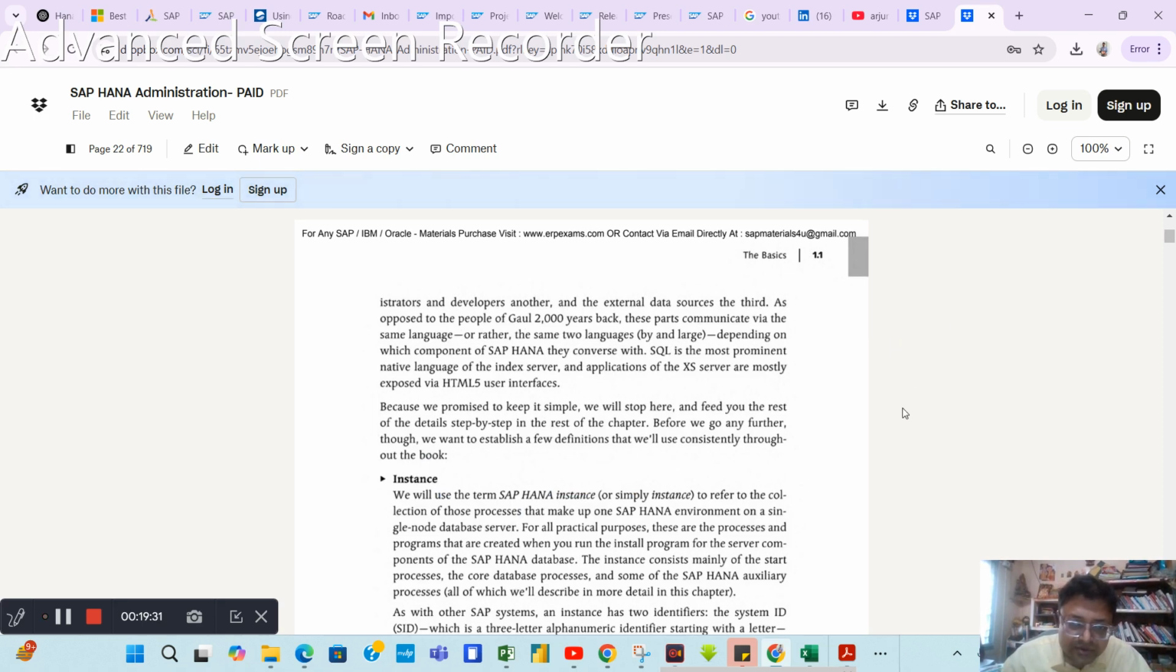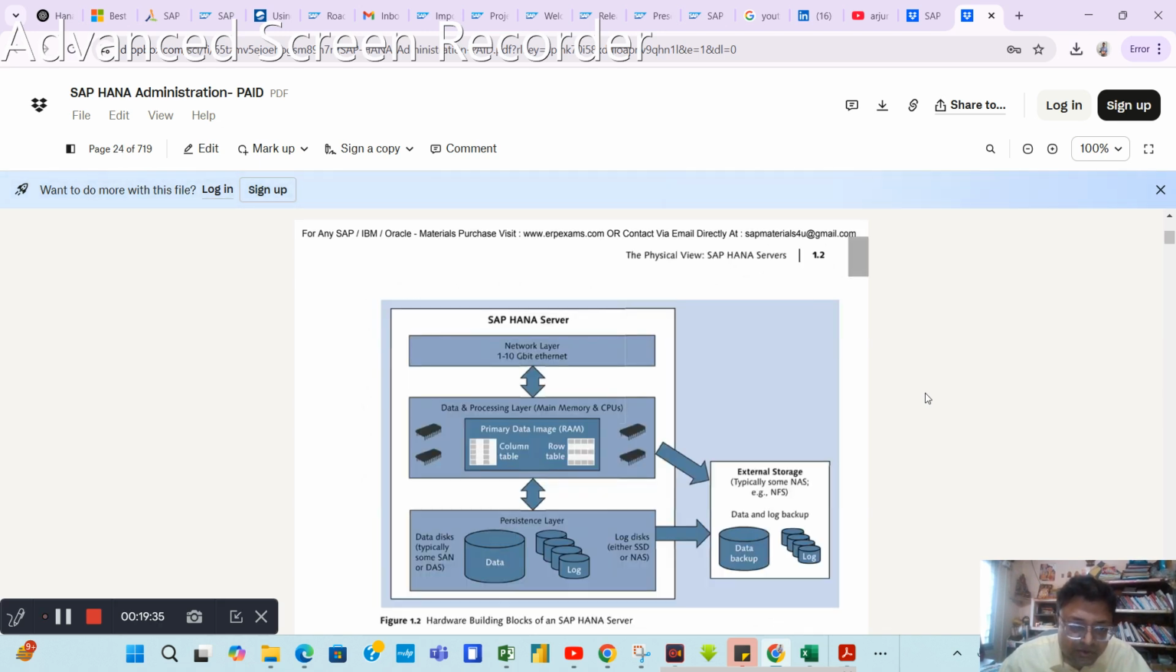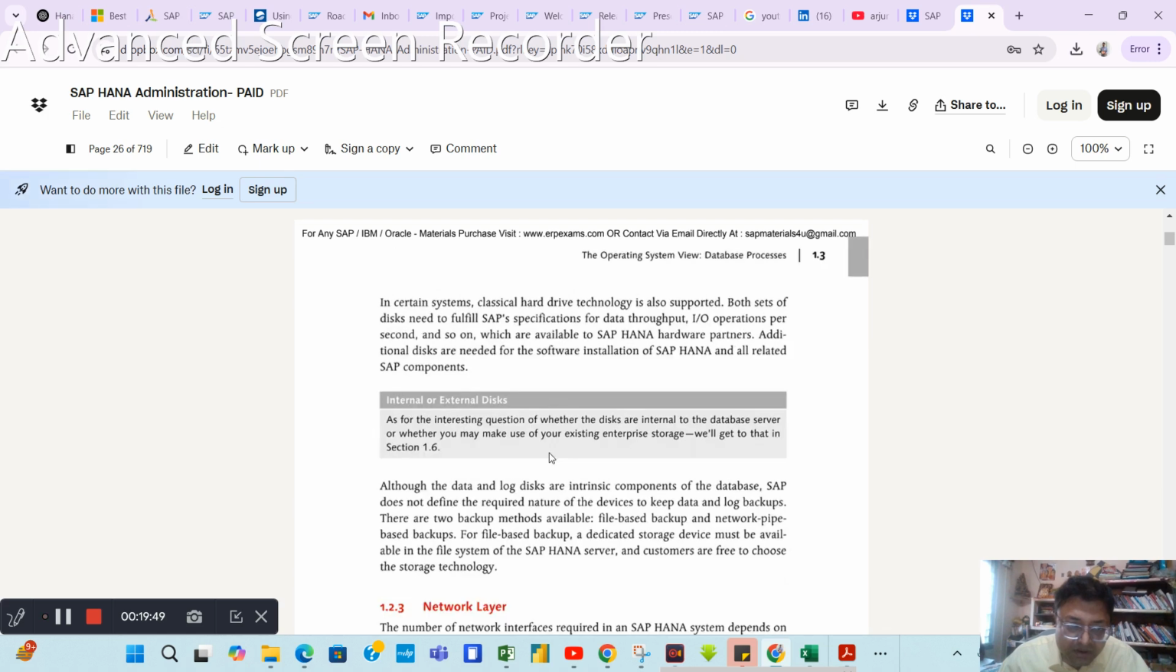Before going into this: instance, system, node, distributed system, SAP HANA system, external storage. The persistence layer is where it is storing. The index server holds the primary data image in RAM, and then there is the network layer.